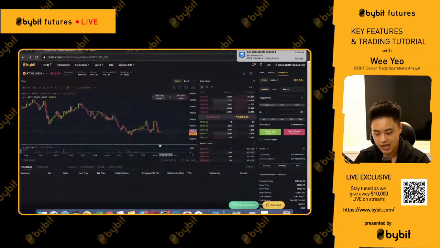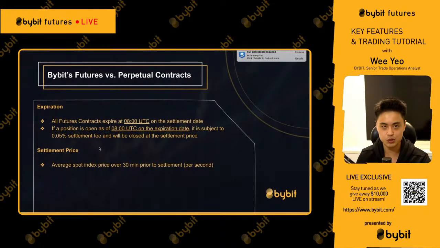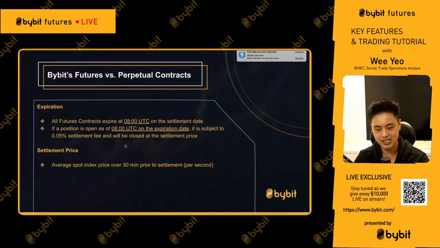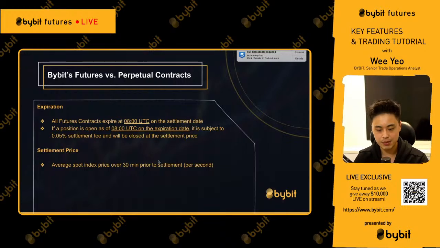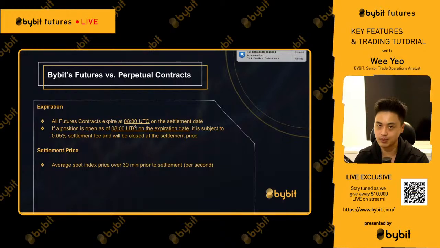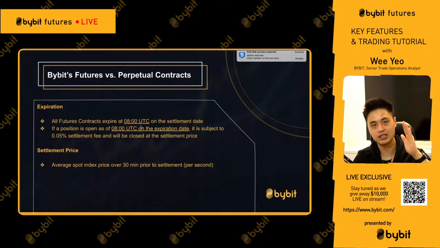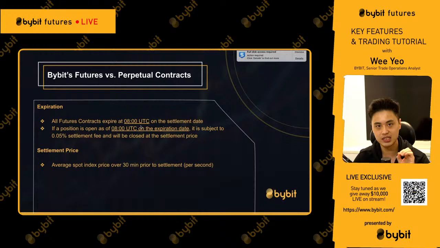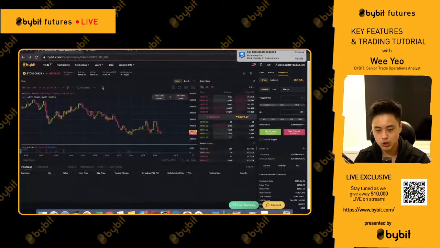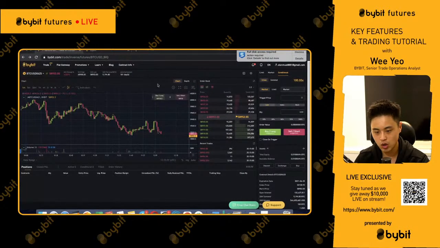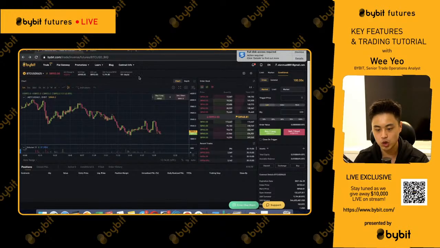As I mentioned earlier, there is a settlement price. So what is the settlement price? The settlement price refers to the average spot index price over the last 30 minutes prior to settlement. As I mentioned, 0800 is the settlement, so from 0730 to 0800 the system will calculate the average spot index price to have a fair value to be displayed to the user. Unfortunately, it's not displayed right now, but it will be shown at this area. There will be an estimated settlement price for users to observe.